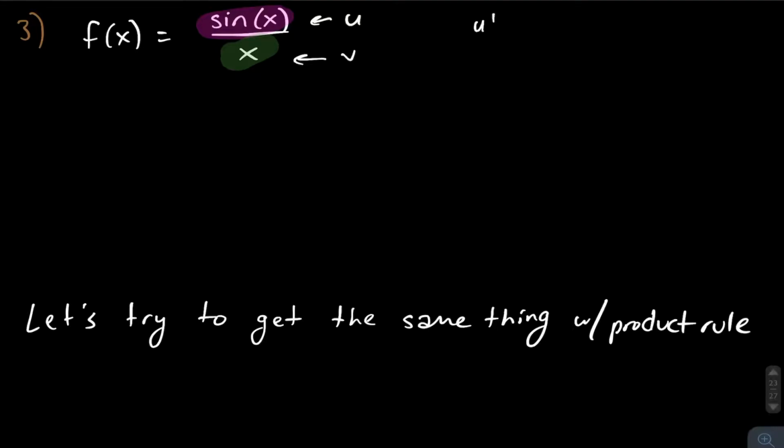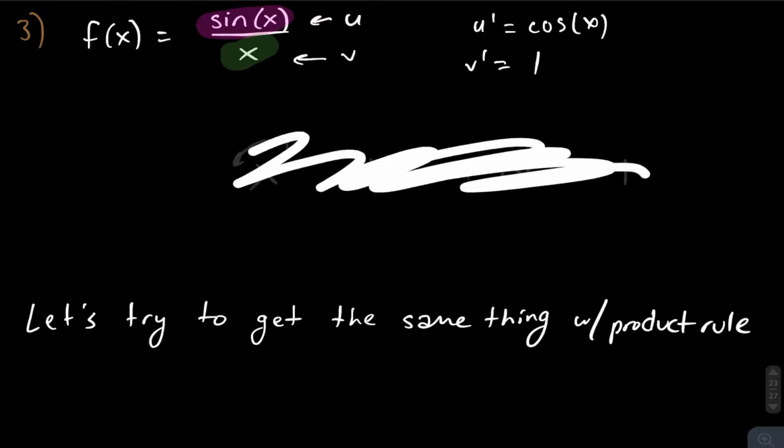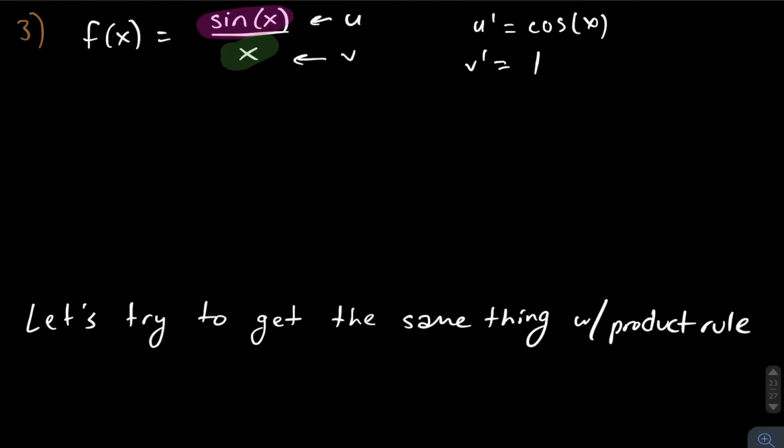So u prime, derivative of sine is cosine, and the derivative of x is 1. Okay, again, if you're nervous on the whole derivative of x thing, move the 1 in front, so you get 1x, and you subtract 1 from this 1 here. So you have 1 minus 1 in the exponent, and you get 1x to the 0, which is just 1. Okay, so hopefully you're not still confused with the power rule stuff.